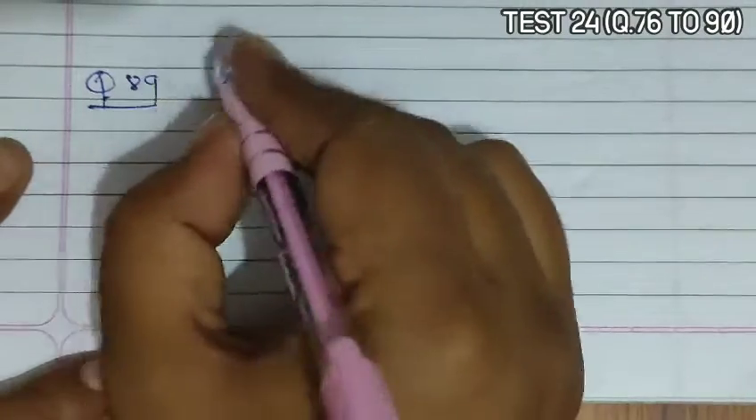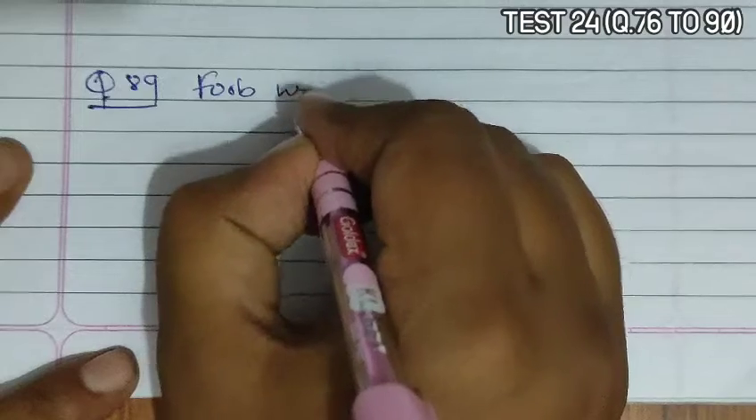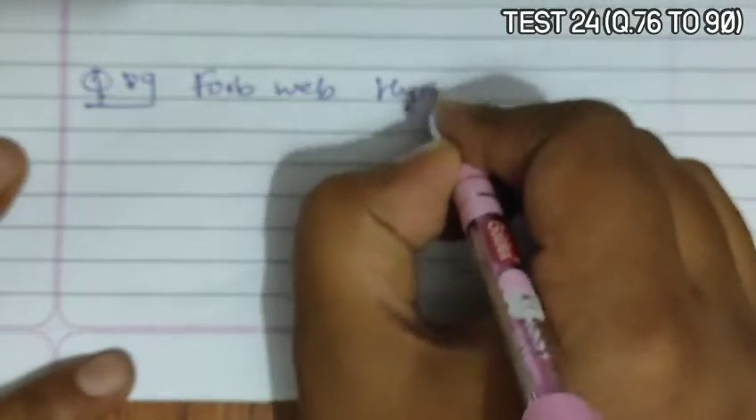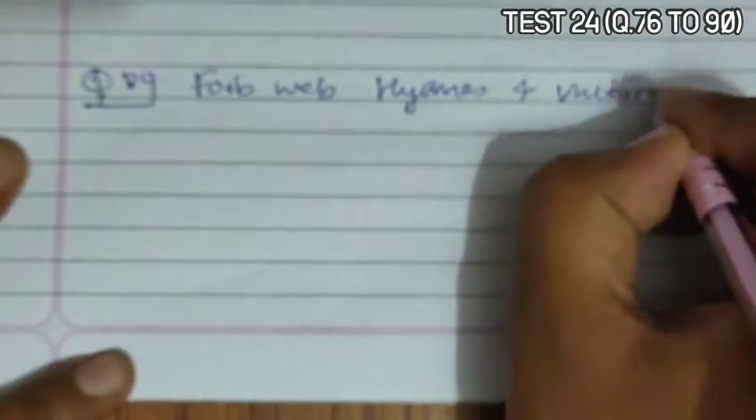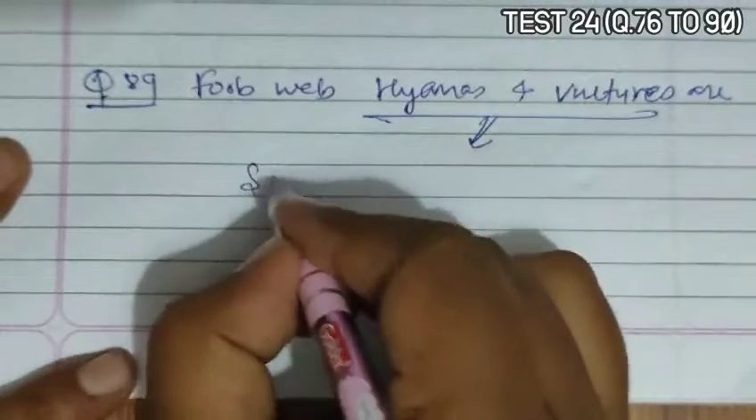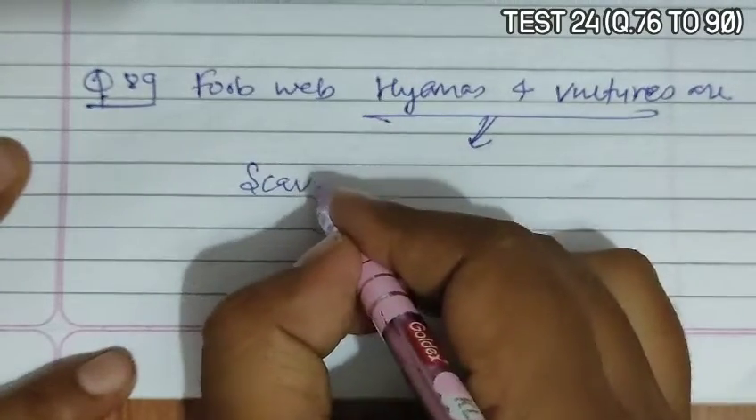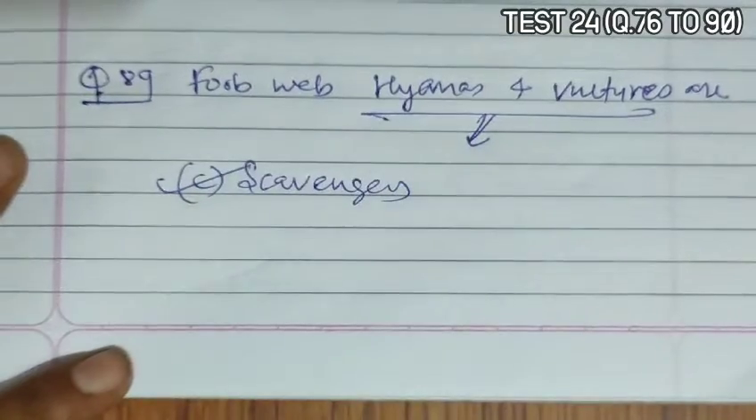Question 89 asks that in a food web, hyenas and vultures are a type of scavengers. Again, this is a fact-based question. So C is the correct answer.